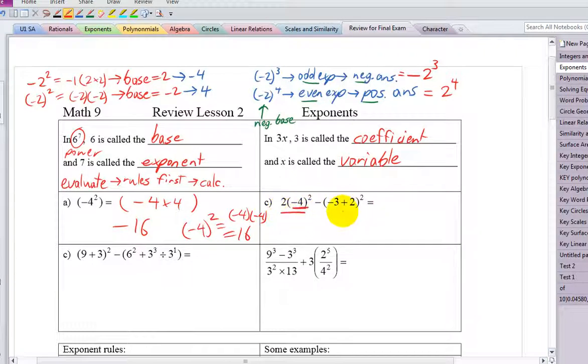Evaluate, multiply. The last thing you're going to do is a subtraction in the middle. Go. Moving on, we should get 2 times 16 minus -1 squared. 32 minus +1. 31 is our answer? Yep.